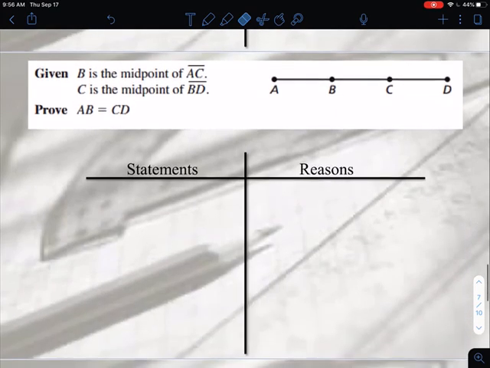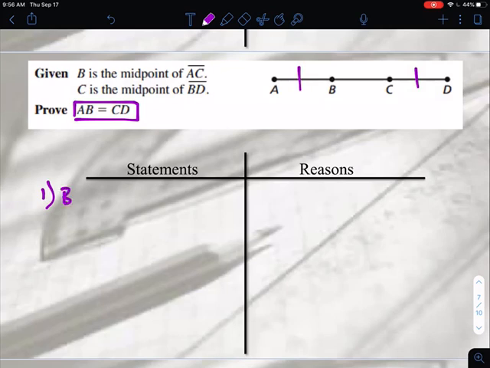If we take a look at a segment proof here, in this segment proof, they tell us that B is the midpoint of AC, C is the midpoint of BD. We want to prove AB equals CD. So we're trying to prove, I'm going to put this in purple, so we don't know this yet, but I want to show that this and this are the same. I want to show that those two pieces are exactly the same.